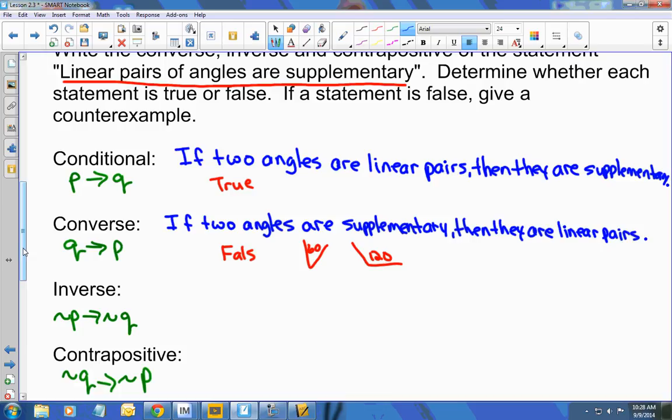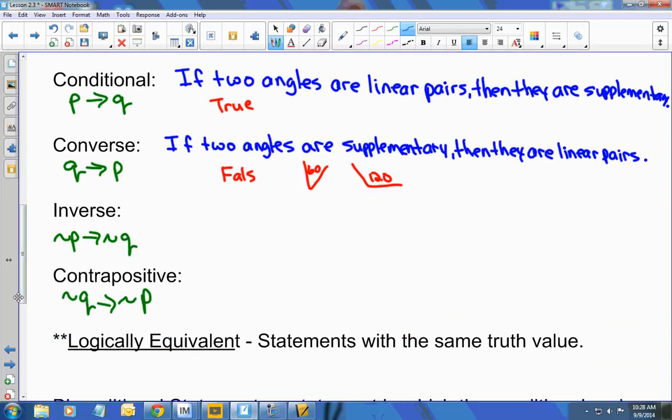Next one. The inverse takes and negates the conditional. So if I negate the conditional, if not P, then not Q, how would that read? If two angles are not a linear pair, then they are not supplementary.